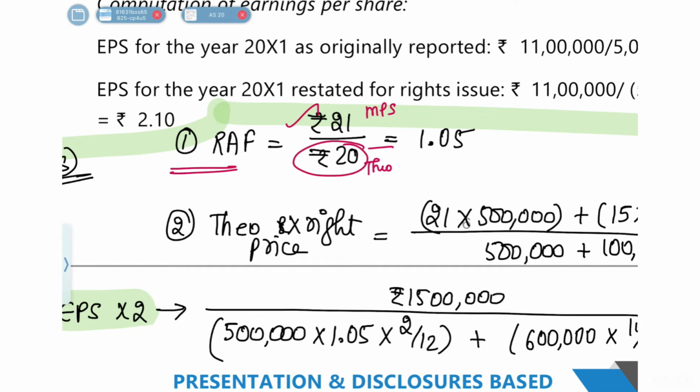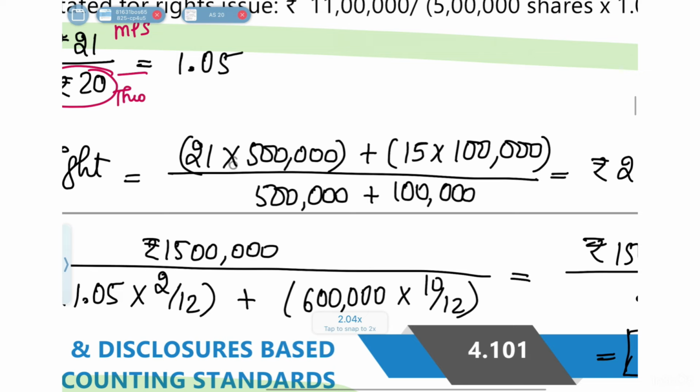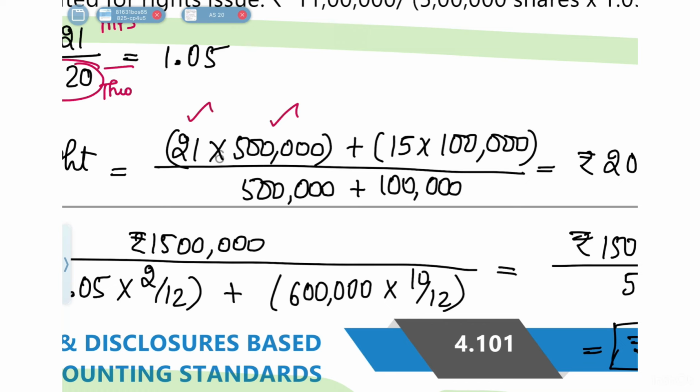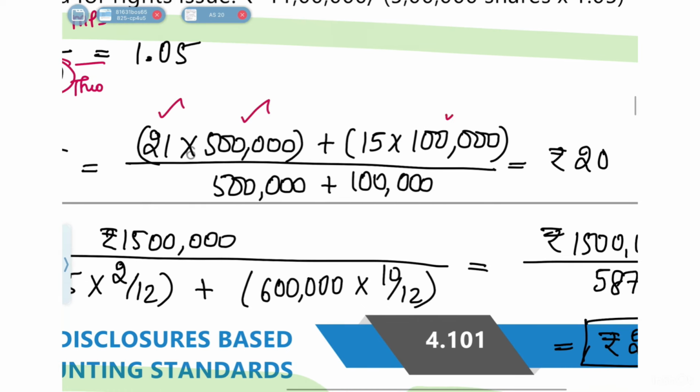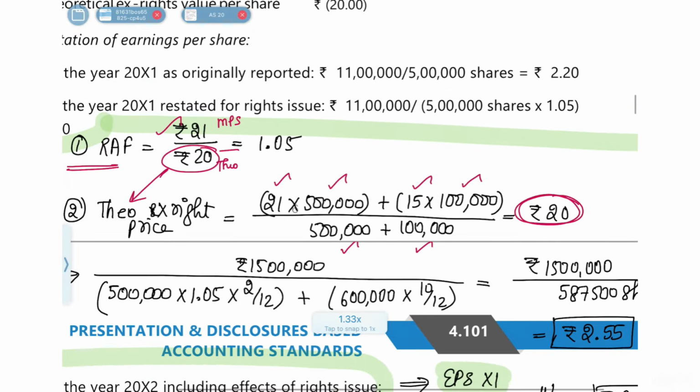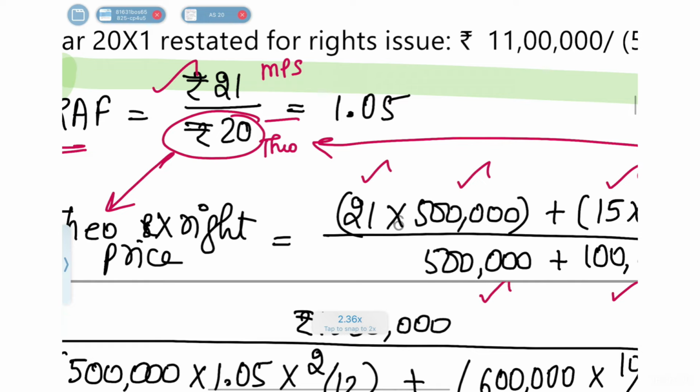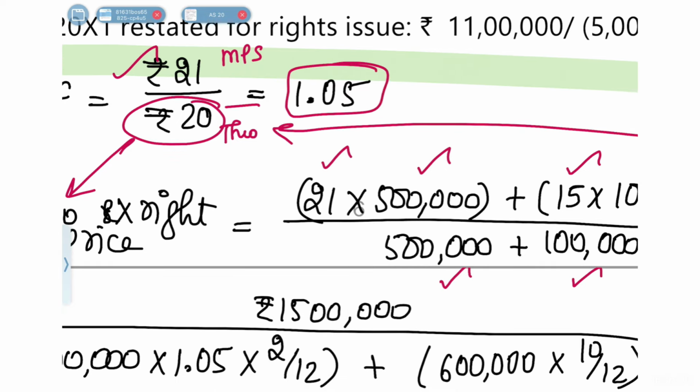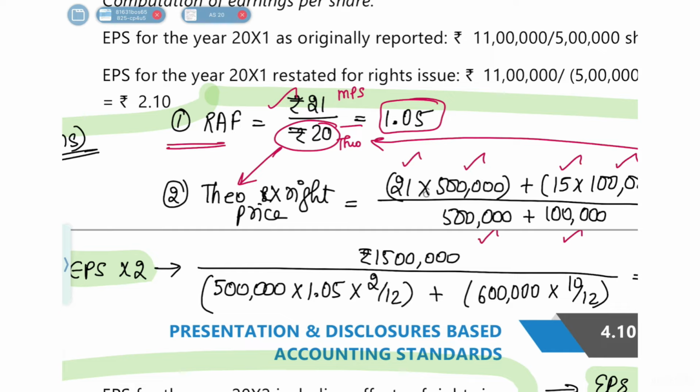The theoretical ex-right price is not given in the question, so we find it using the formula. What is the formula? How many shares were already held in the company? It was 5 lakh shares. And what was the market price of that share? It was 21 rupees, plus how many shares are you giving at rights issue? You are issuing 1 lakh shares, at 15 rupees, divided by how many shares are already there in the company, 5 lakh, plus the 1 lakh shares you are going to give as rights issue. If you use this formula, you will get 20 rupees as your theoretical ex-right price, which you substitute here. Then 1.05 will be your risk adjustment factor.